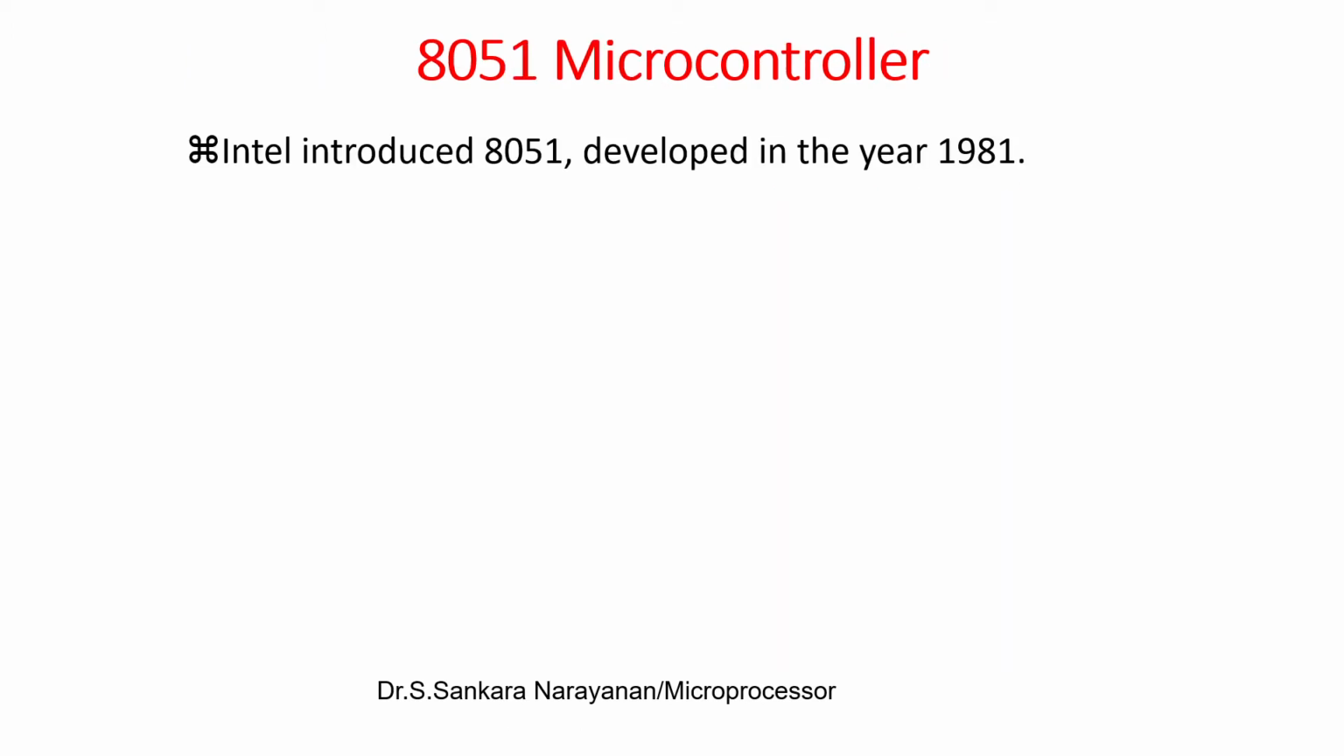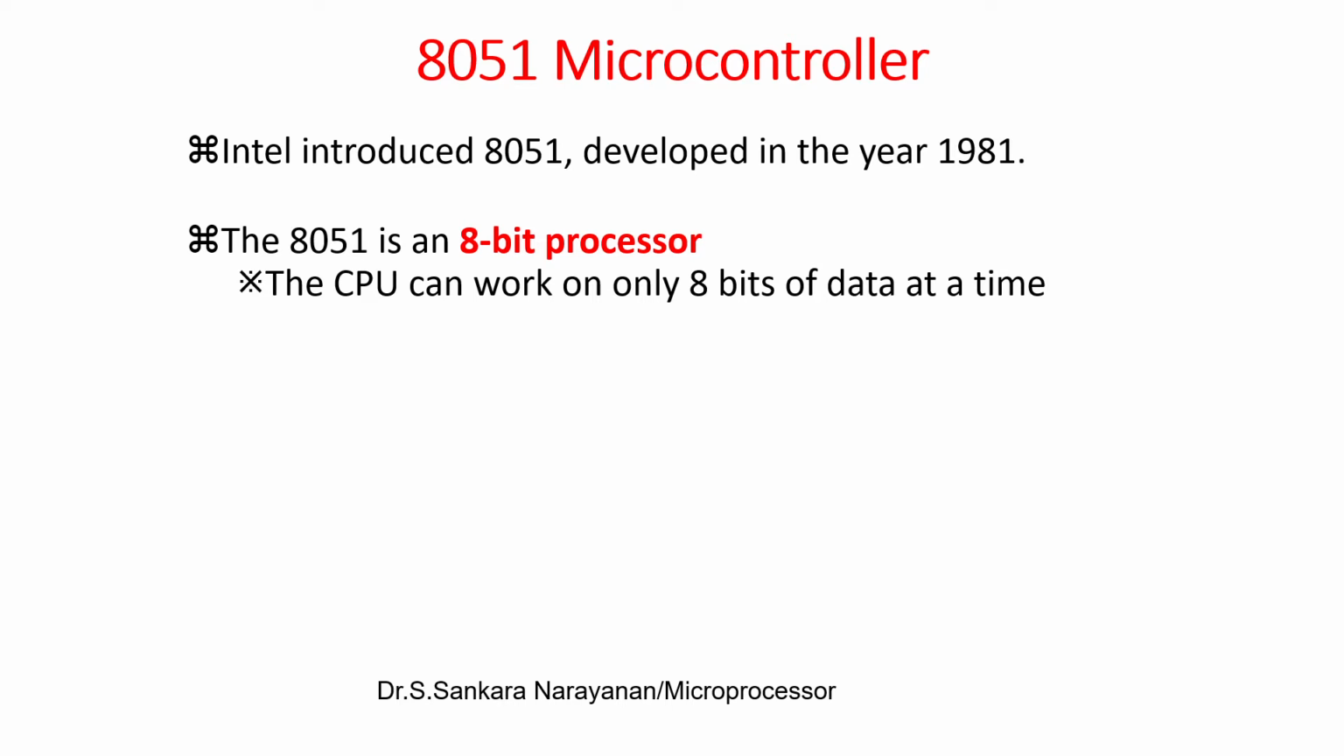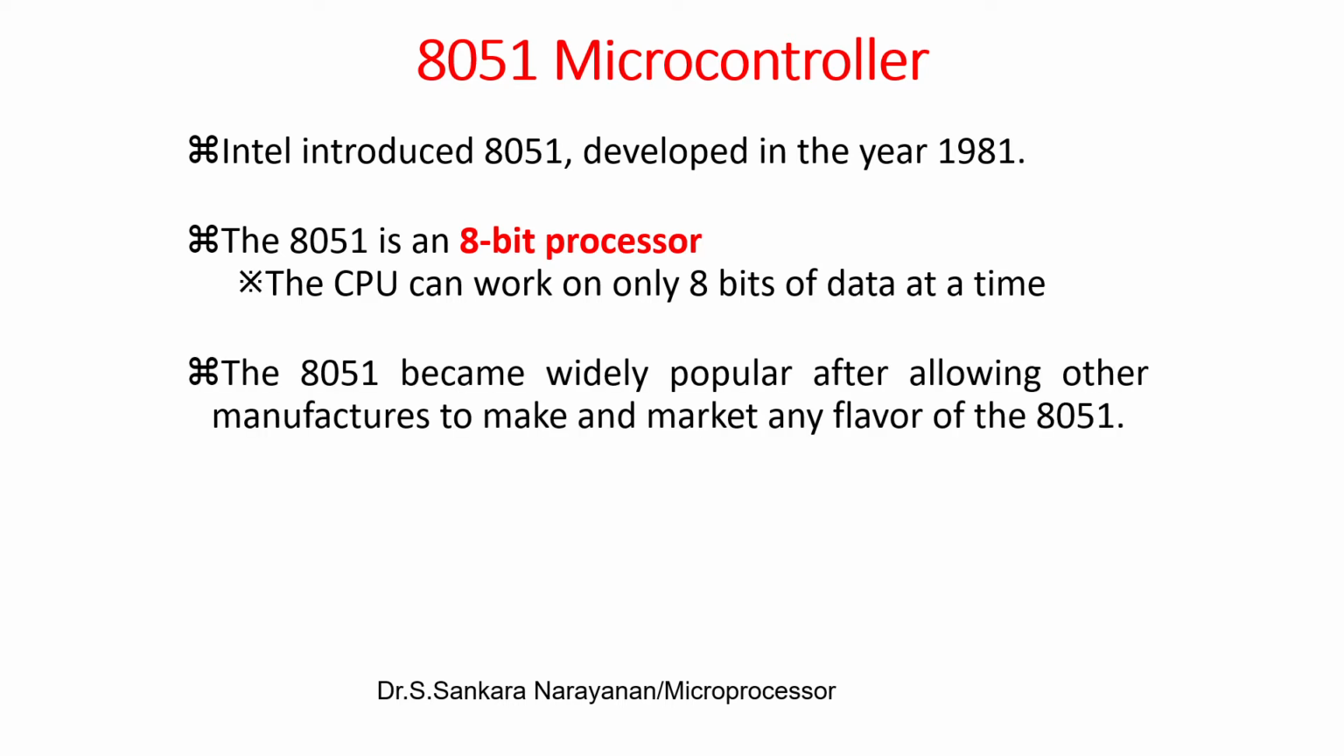So this is the introduction about the 8051 microcontroller. Intel introduced the 8051 microcontroller in the year 1981, and it is an 8-bit processor. An 8-bit processor means the CPU can work on only 8 bits of data at a time. That's why it is an 8-bit processor. The 8051 microcontroller became widely popular after Intel allowed other manufacturers to make and market any flavor of the 8051.